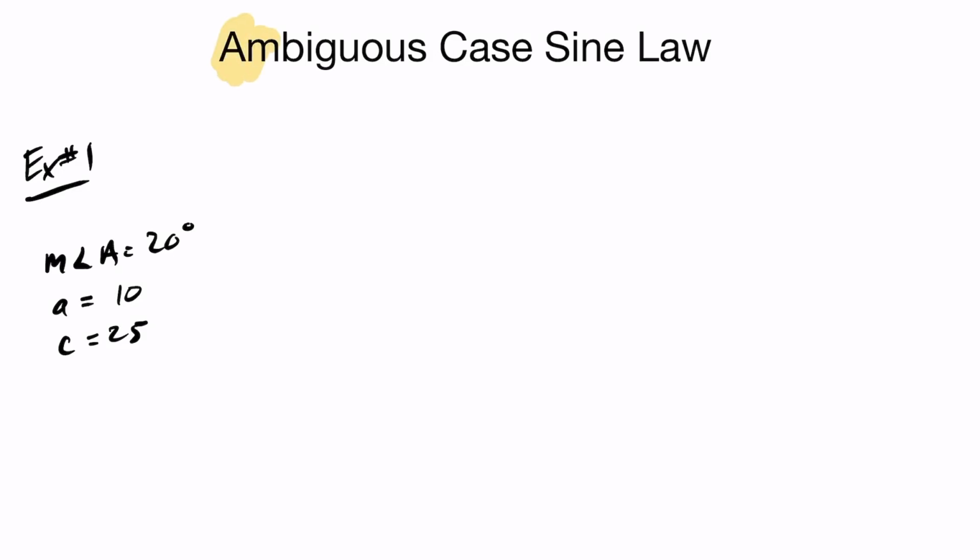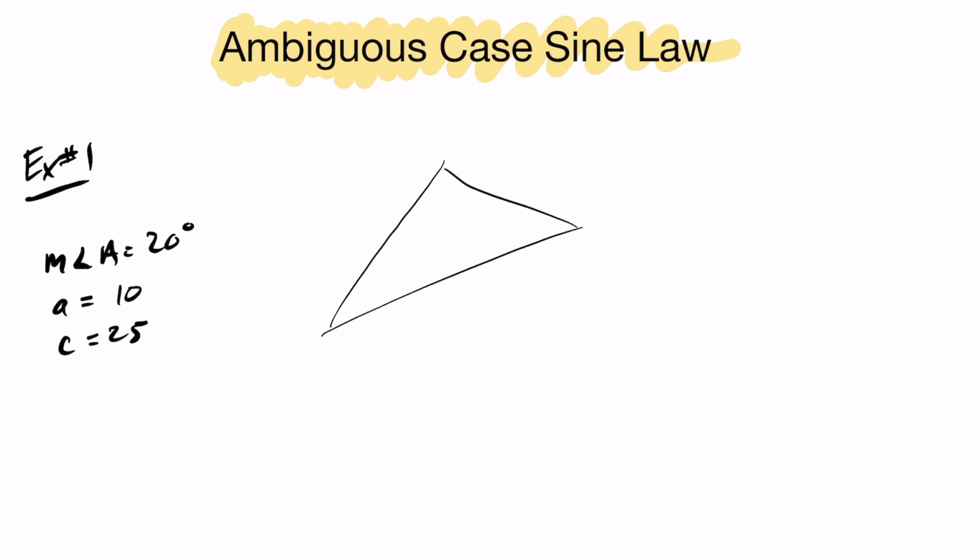In today's lesson, we're going to be taking a look at the ambiguous case for the sine law. So let's take a look at the following setup. For this first example, they give you the following information. I know I have a triangle, and I know that one of the angles is 20. So I'm going to go ahead and draw this triangle. I know one of the angles on this triangle is 20 degrees.